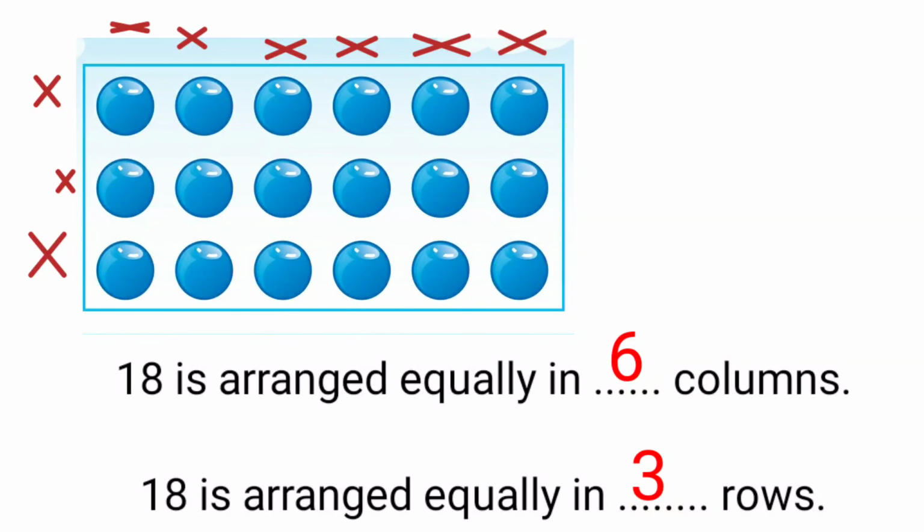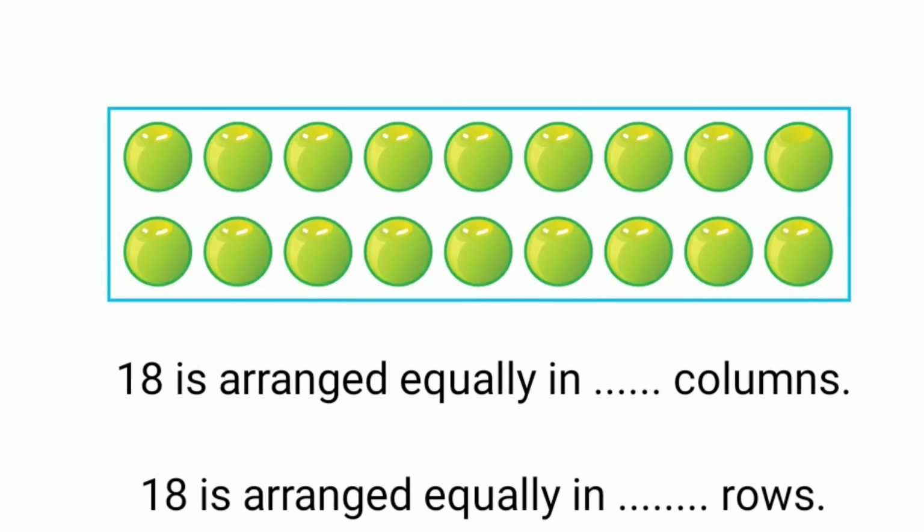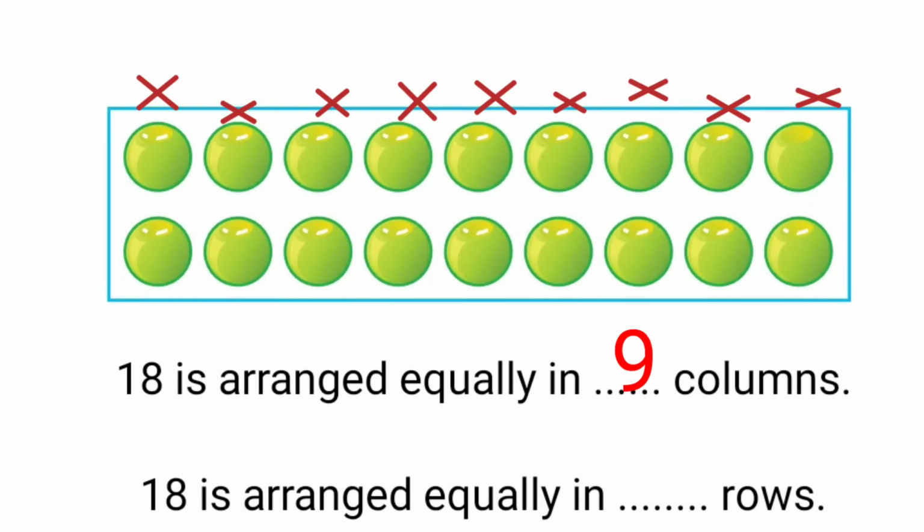Now let's see another arrangement of these 18 balls. Here also when counting, you can see that there are 18 balls. How many columns and how many rows? Let's count. 1, 2, 3, 4, 5, 6, 7, 8, 9. 9 columns. Now how many rows? 1, 2. 2 rows. So 18 is arranged equally in 9 columns and 2 rows.